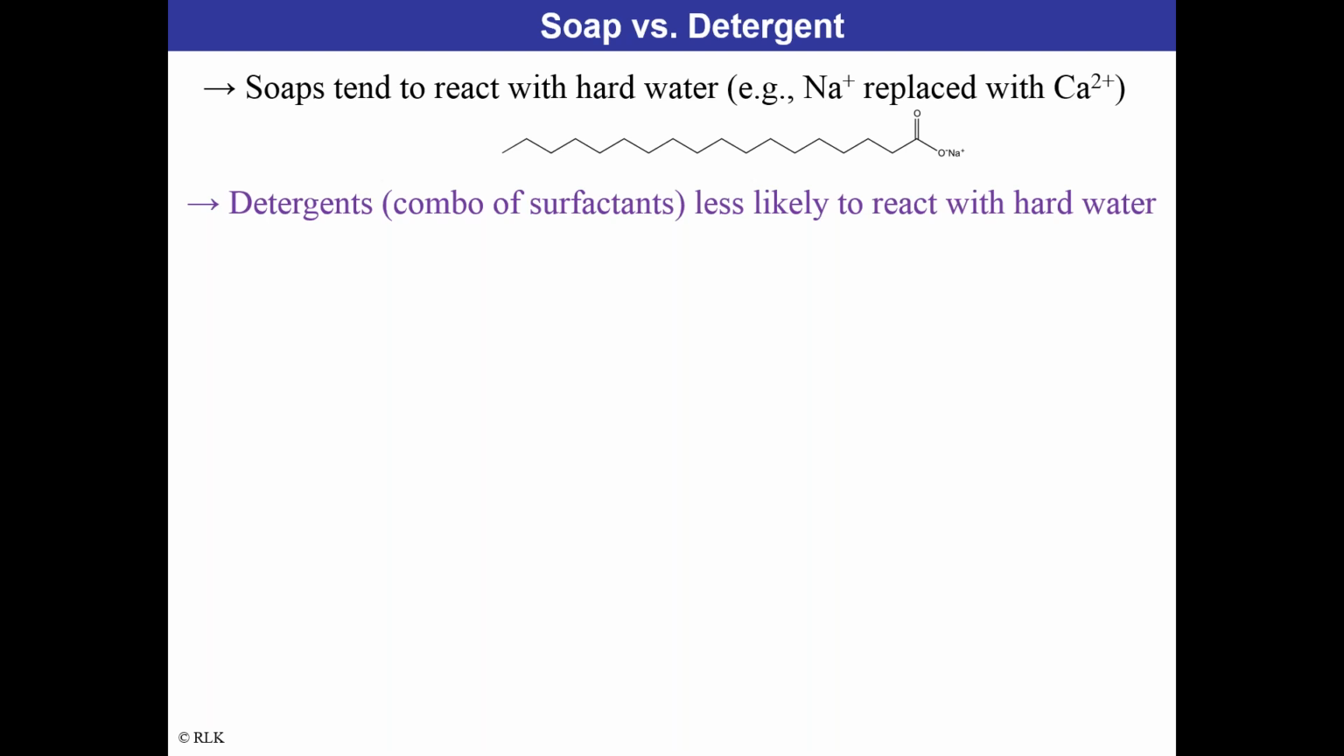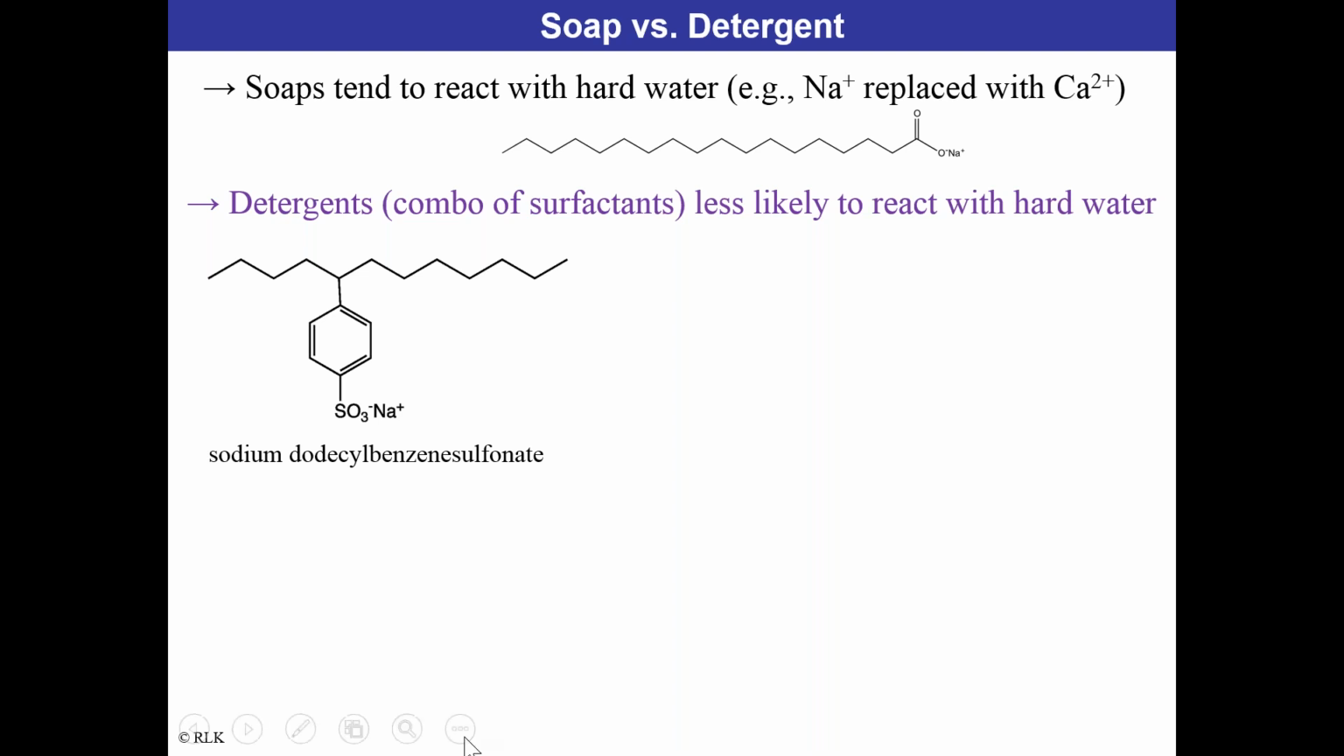Now, detergents are a combo of surfactants, and these are a lot less likely to react with hard water. So for instance, here's an example where you have this sulfonate species, right? And there is this aromatic component of this detergent. Again, you can see how there's a huge amount of non-polar character. You've got this aliphatic chain, a long carbon chain. Then you also have the aromatic feature, and then it becomes polar at the head group where you have that sulfonate species. It is charged, it'll be in salt form, and it'll have sodium there.